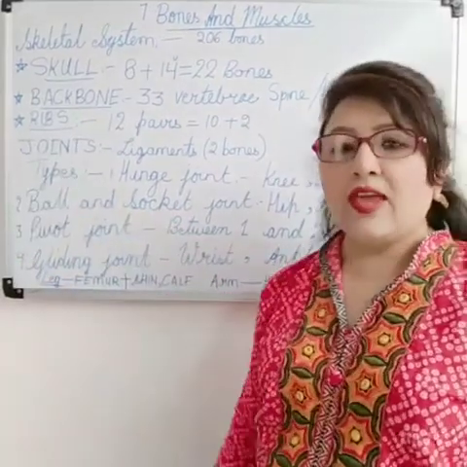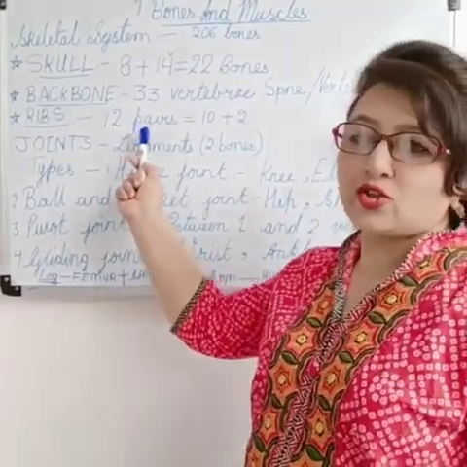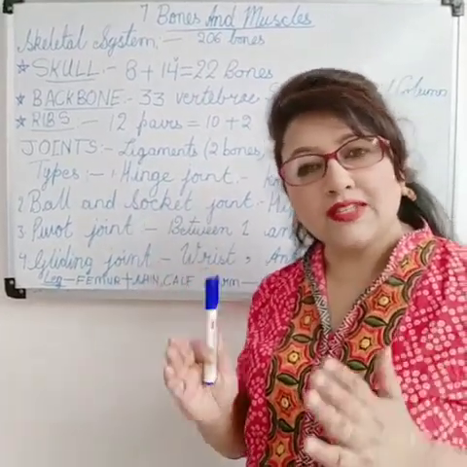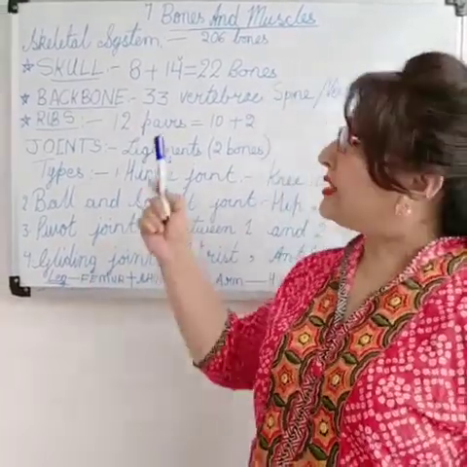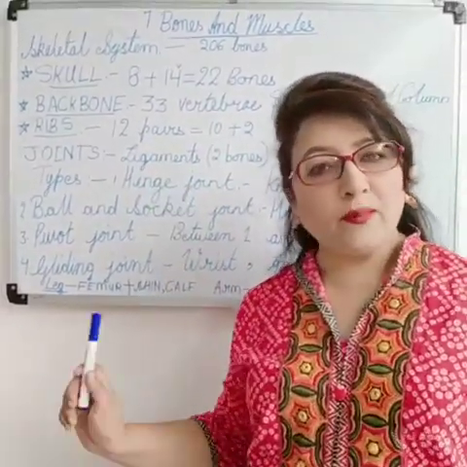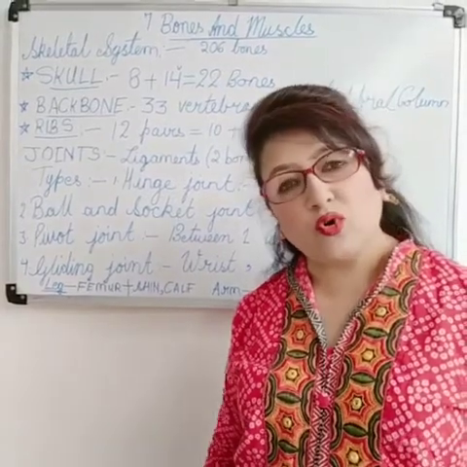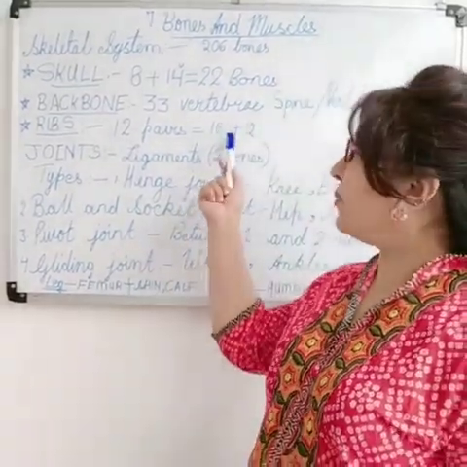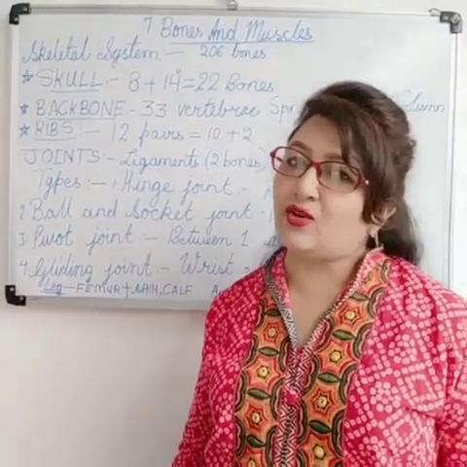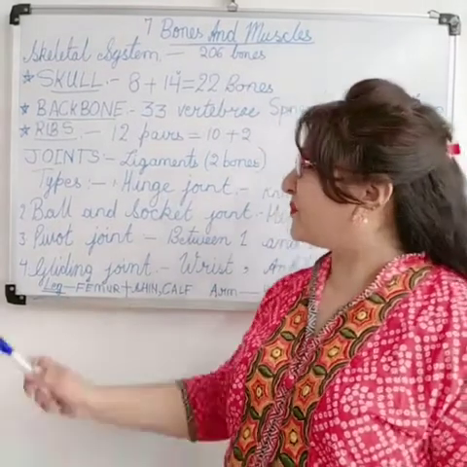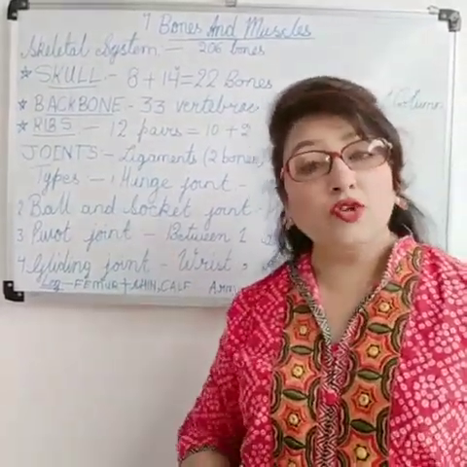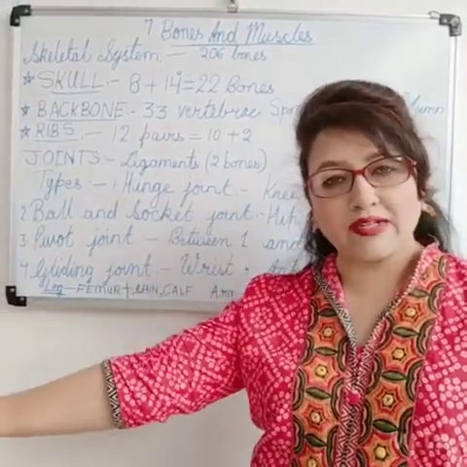The ribs. There are a total of 12 pairs of ribs in the human chest. Their function is to protect the delicate heart and the lungs. 10 pairs out of the 12 are joined from the backbone to the breastbone, or the sternum. But the last 2 pairs are not joined to the breastbone or sternum, and that's why they are known as the floating ribs.